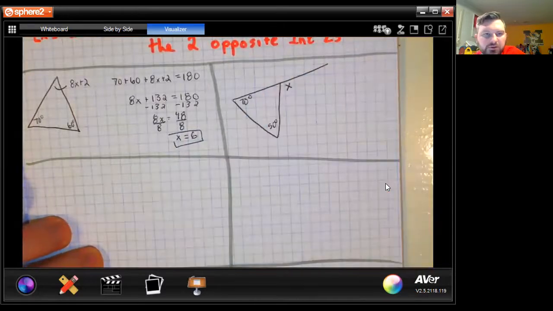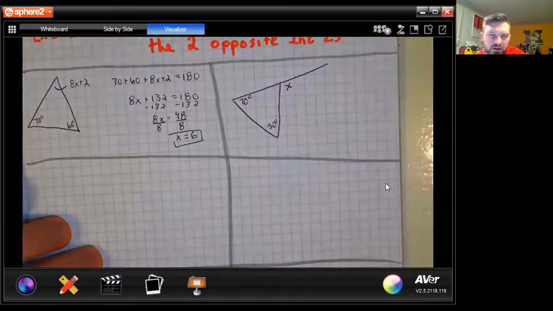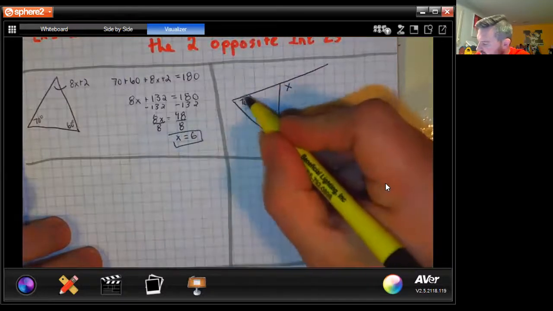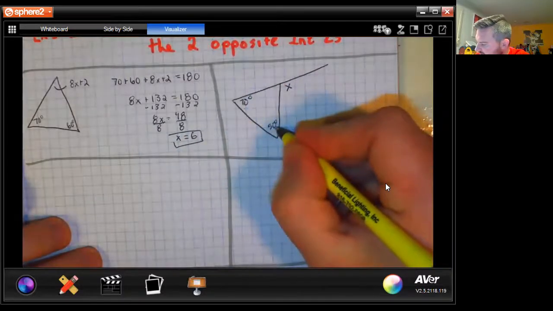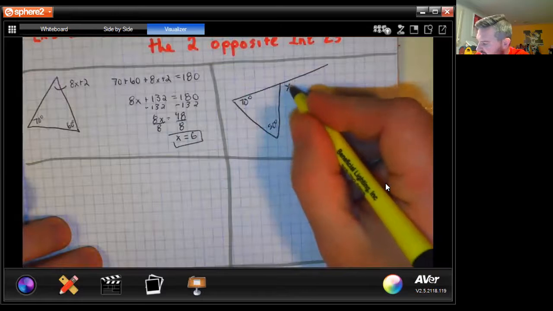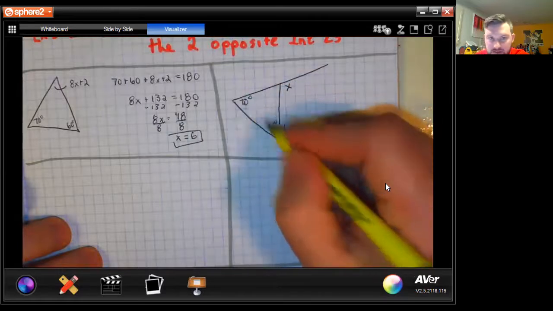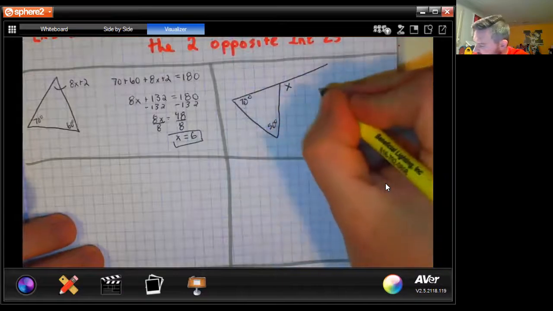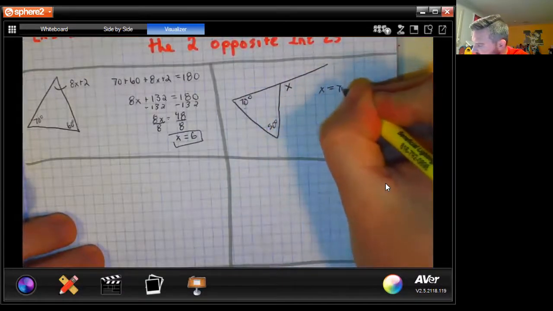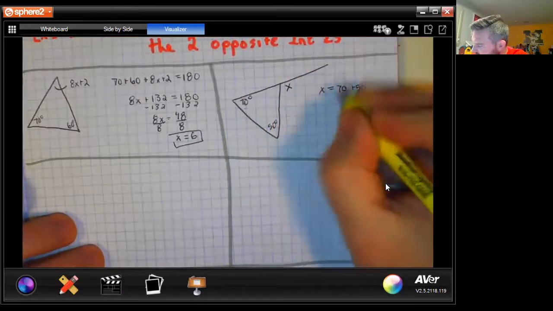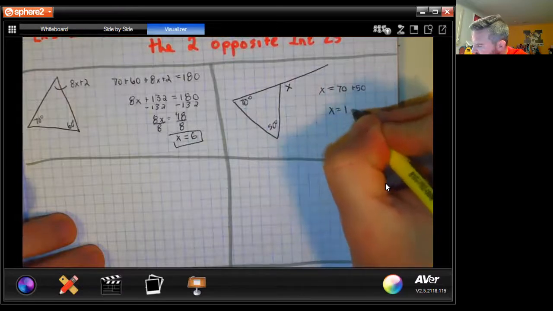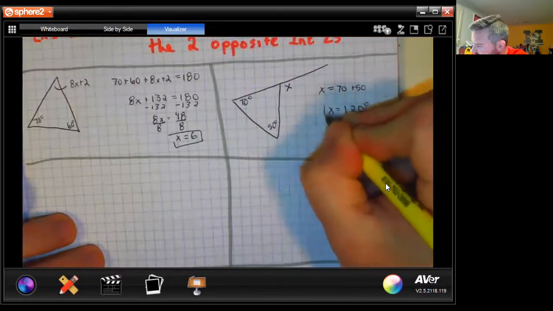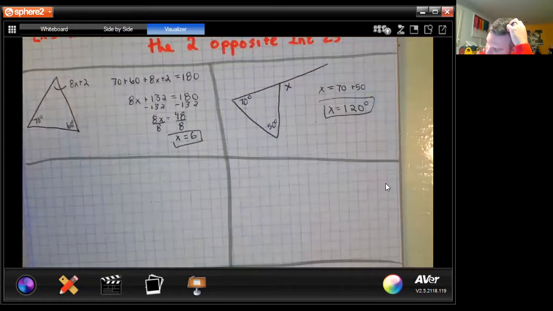Again, we don't go off the drawing of the picture. In this picture, the drawing looks like all the angles are the same, but they're not. This angle is 70 and this angle is 50, and I need to find this exterior angle. Well, the exterior angle is the sum of these two angles. So x in this case equals 70 plus 50, so x equals 120. And that's actually 120 degrees because there's nothing else with x.